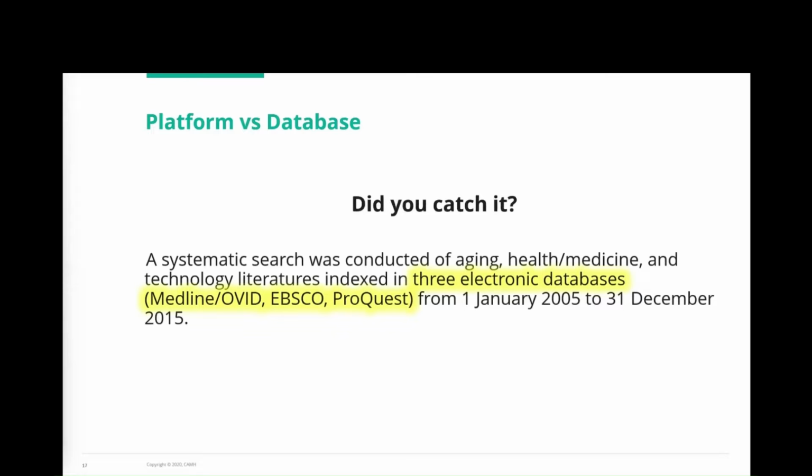Did you catch it? The highlighted text states that there are 3 electronic databases that were searched: Medline/Ovid, Ebsco, and ProQuest. However, the issue is that Ebsco and ProQuest are platforms and not databases. Medline is a database on the Ovid platform. We'll clarify the differences by describing them.